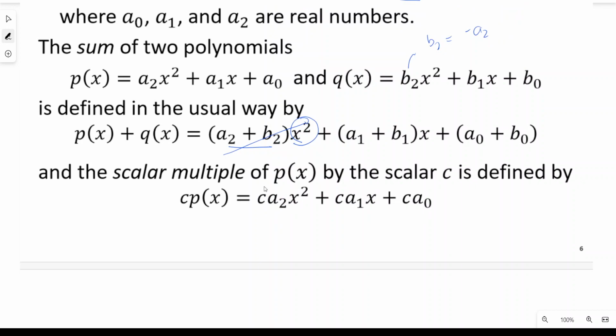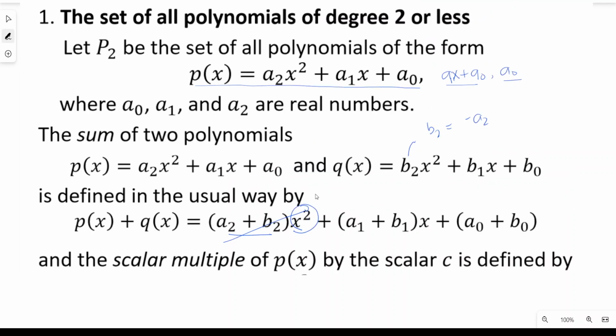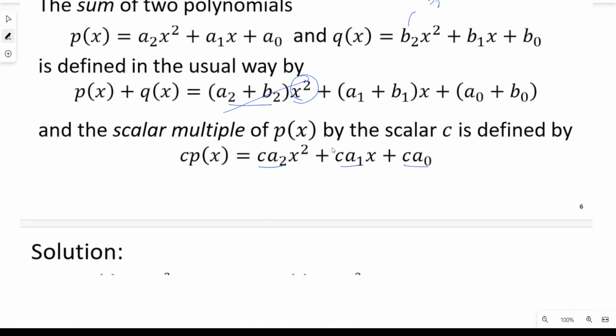And the scalar multiple of p by the scalar c would be c times p of x, which is c a2 x squared plus c a1 x plus c a naught. So again, c being a scalar, an element of R, and a2, a1 and a naught being elements of R also, this would mean that each of these numerical coefficients would just be an element of R, so that c times p of x would be another element of this set of polynomials of degree 2 or less.